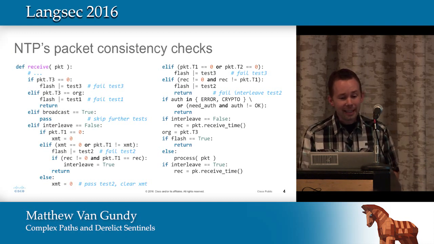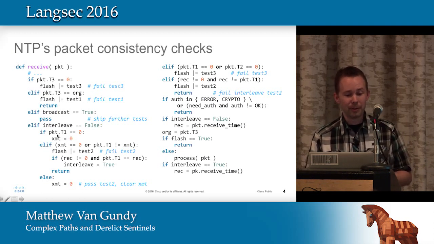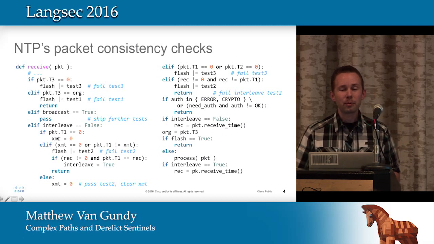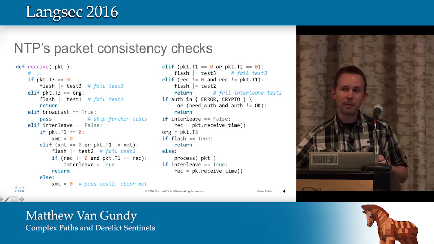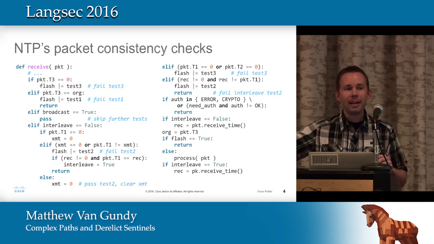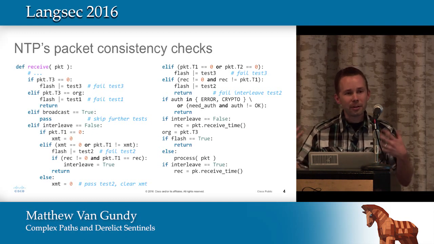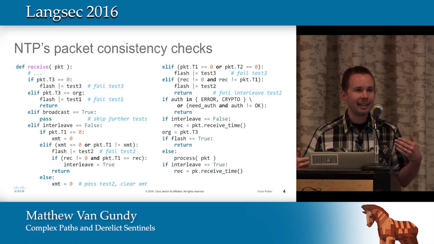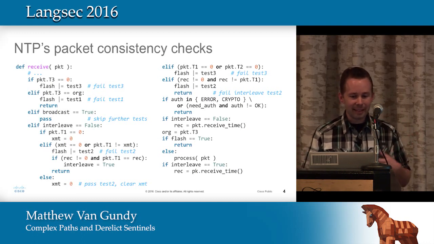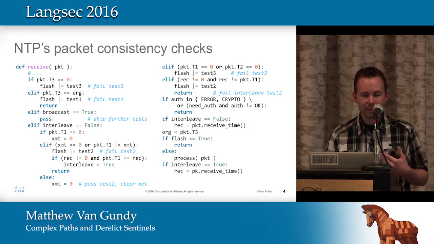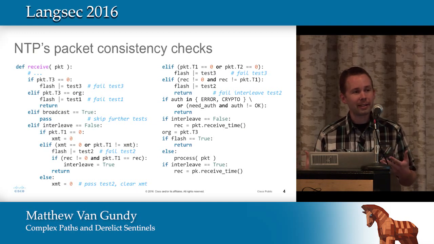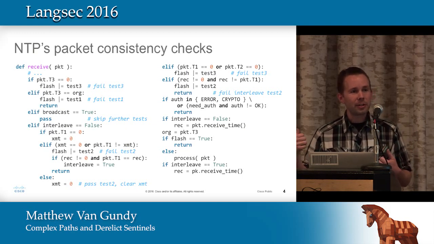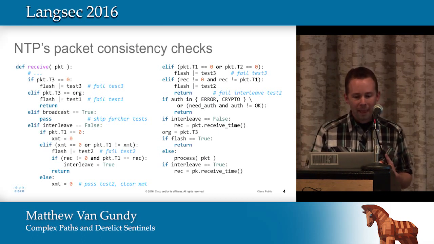It turns out that this is an artifact of symmetric mode. What happens is when one side goes down in symmetric mode and comes back up, it's going to send a 0 in its origin timestamp. And so in order to support that, NTP has bypassed its own nonce checking in its set of packet consistency checks. What this will allow an attacker to do is to put 0 in the origin timestamp of any packet and bypass that nonce check.